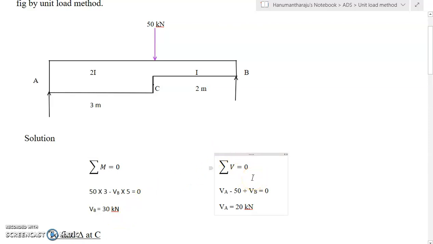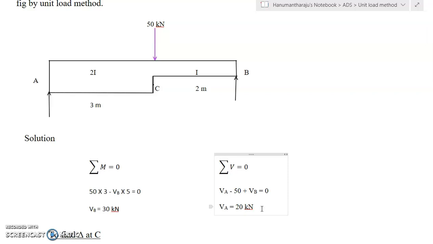Apply another equilibrium condition, sigma V equal to 0. Here VA minus 50 kilonewton plus VB equal to 0. We are having the VB value. Substituting, we are getting VA as 20 kilonewton. These are the reactions due to the external load.